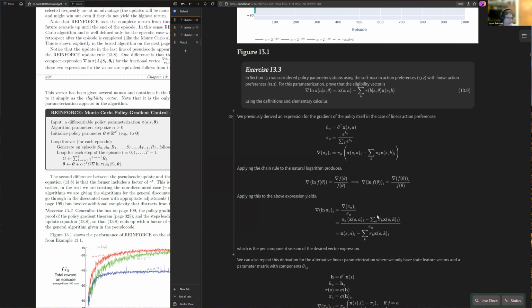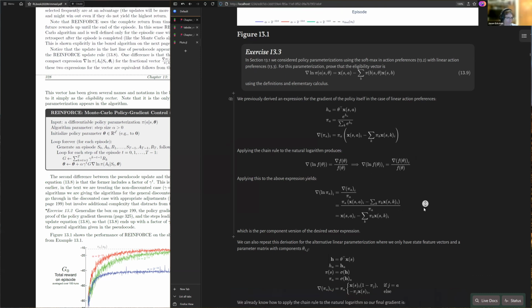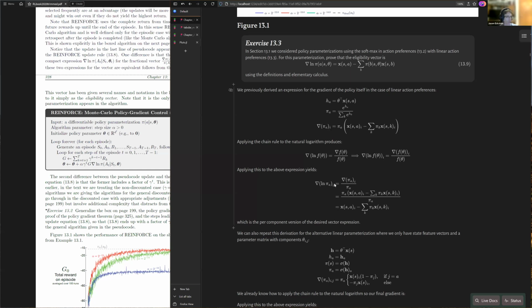And then we have this simple expression for the eligibility vector in the linear case. This is what we're supposed to verify in the exercise. And this is just the per component version of the equation. And so this is a vector equation. And these little indices are just showing, for index i, what you do.